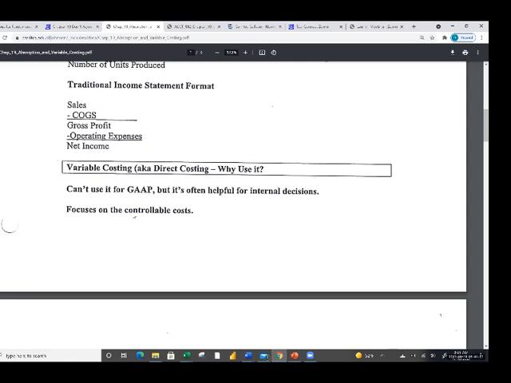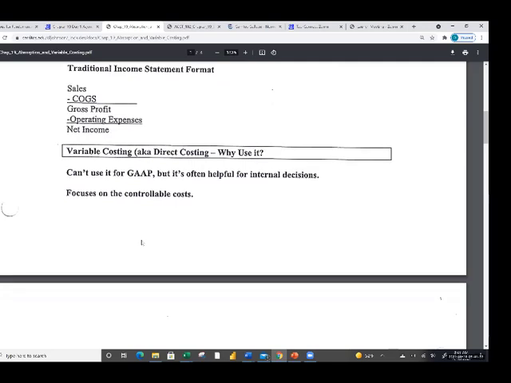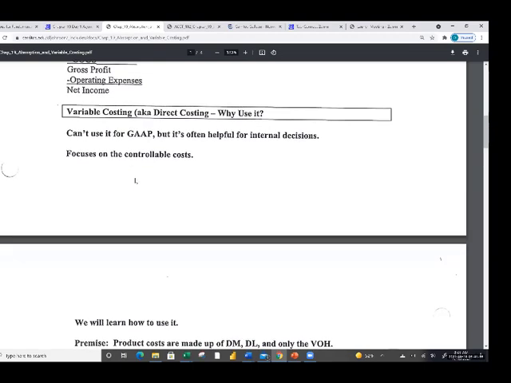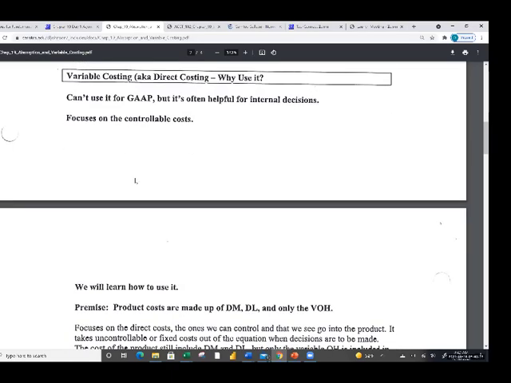And so it makes sense then to take it out of the mix when we're going to be making decisions about maybe special orders that we're going to be accepting. And so the appeal of variable costing is it tends to focus on the controllable costs, the ones that we can control. We can either decide to do something or not decide to do something. And it takes the uncontrollable costs and immediately expenses them on the income statement to take them out of the decision mix.